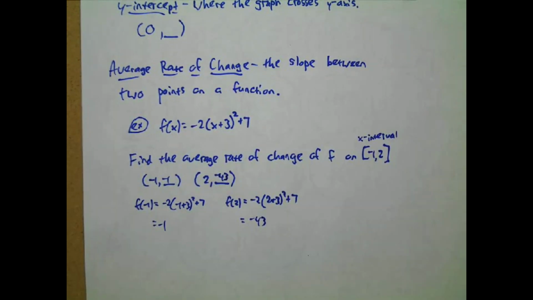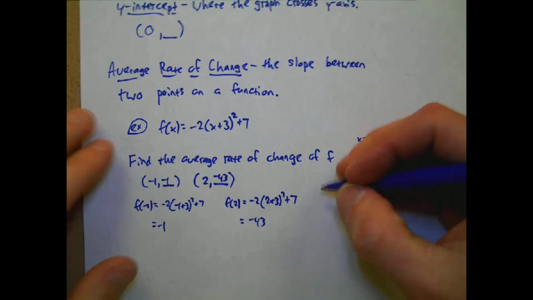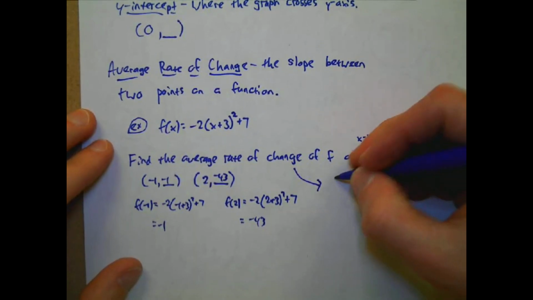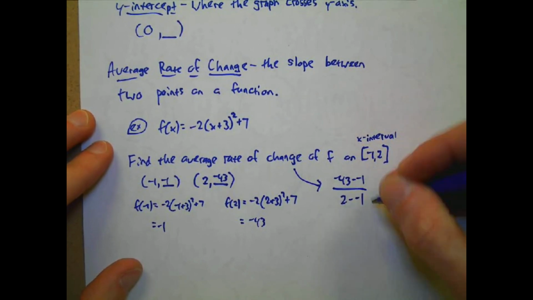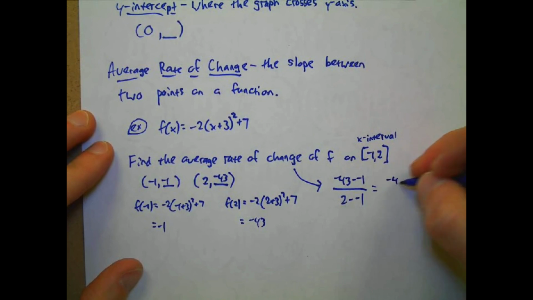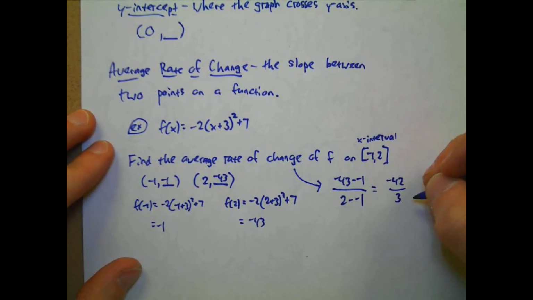So there are 2 points, and then to find the average rate of change, that is the same as finding the what? Find the slope between those 2 points. So just use the slope formula. The average rate of change will be (-43 minus -1) over (2 minus -1). And so that's going to become -42 over 3, or -14 if you simplify.